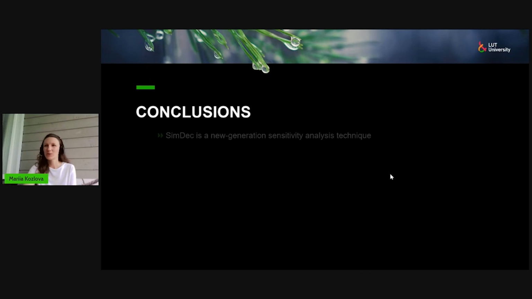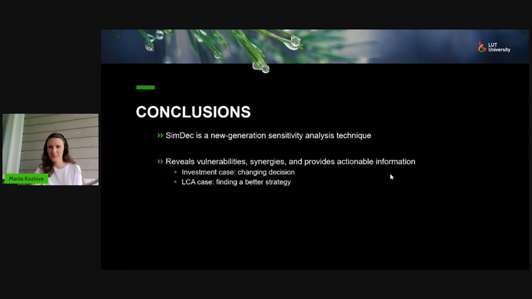So let me jump into conclusions. We were looking at SimDec as a new generation sensitivity analysis technique. It proved to be quite powerful in the investment case, where we actually changed the decision by applying SimDec, and in the LCA case, where we found a better strategy. And all the materials about SimDec can be found on a dedicated website, carefully constructed for you.